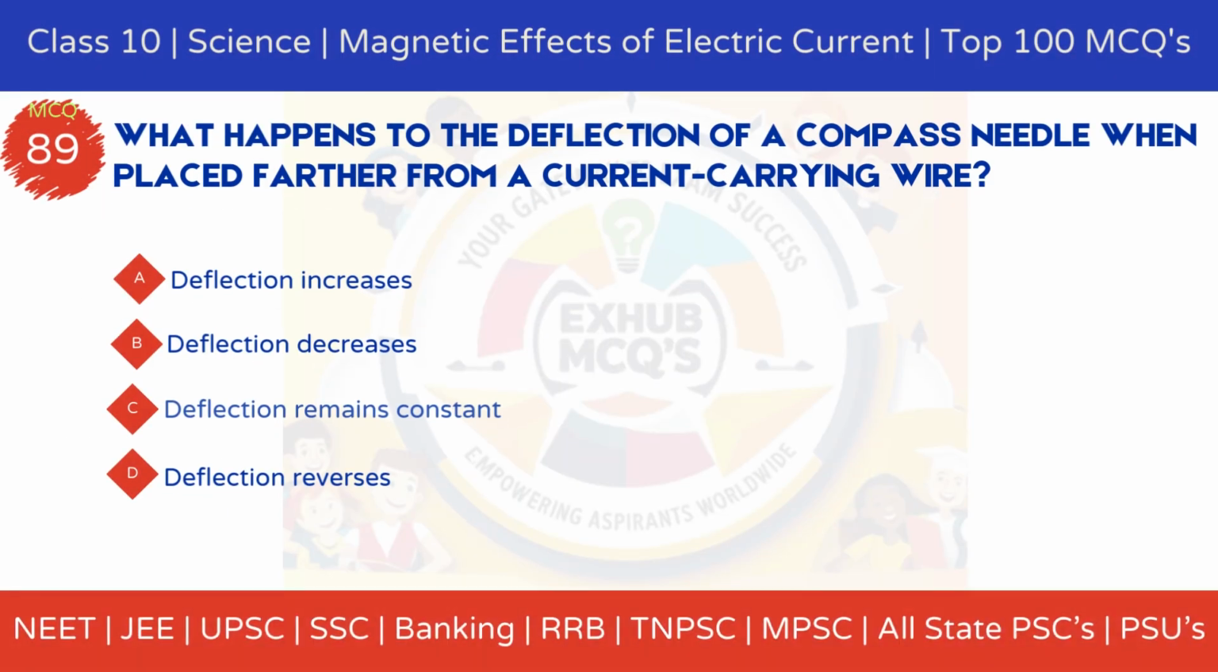MCQ 89. What happens to the deflection of a compass needle when placed farther from a current-carrying wire? Option A, deflection increases. Option B, deflection decreases. Option C, deflection remains constant. Option D, deflection reverses.